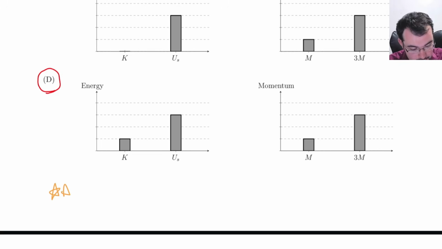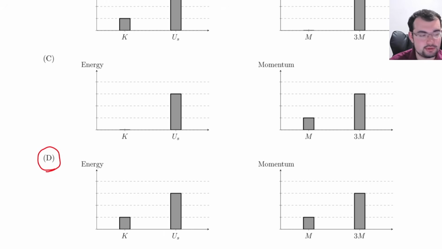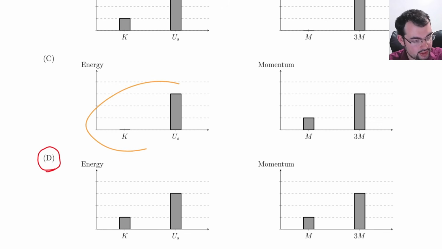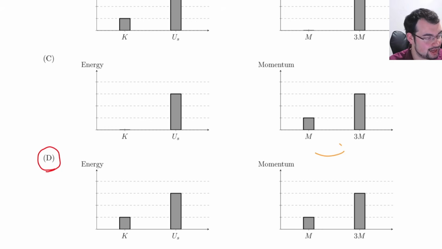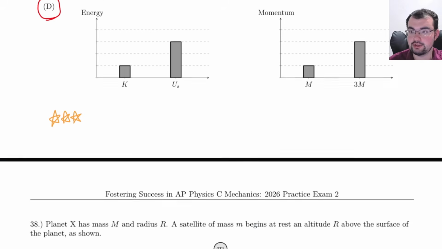I actually bumped this all the way to 3. This is such a tricky scenario to think about, because this is such a convincing answer. Now you realize it's inconsistent, because you can't have momentum without kinetic energy.